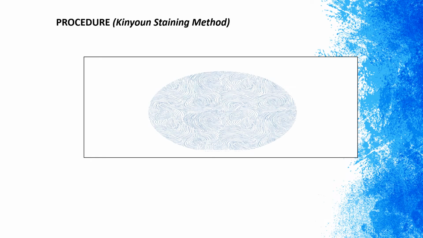So for the procedure for Kinyoun staining method, of course, you need a smear. By the way, there is a recommended size for AFB smear, and that must be 3 centimeters in length and 2 centimeters in height. So 2 by 3 centimeters.